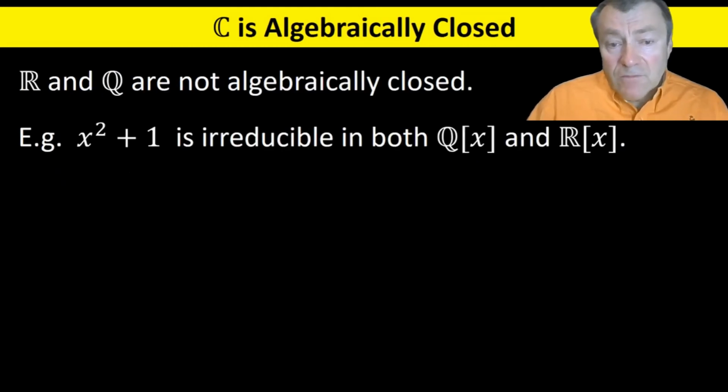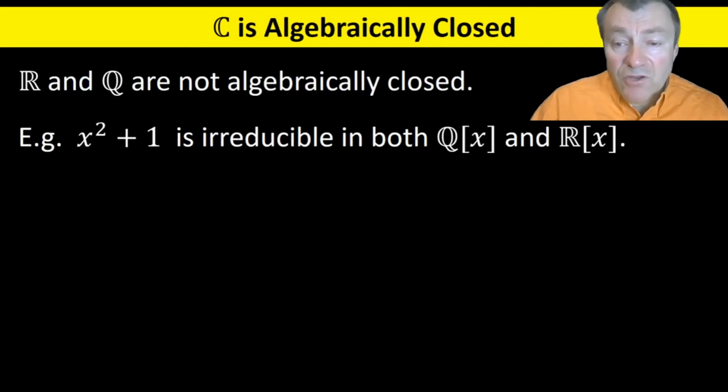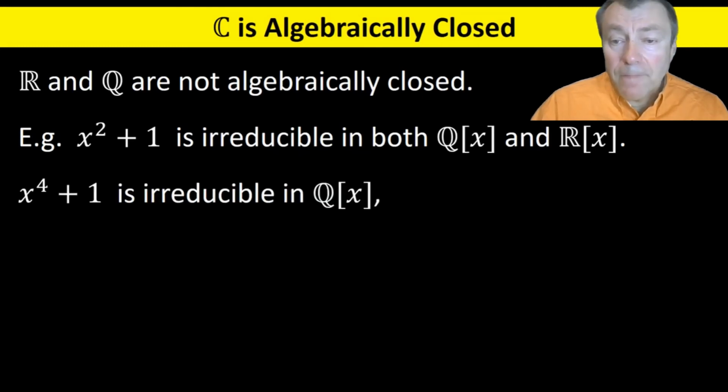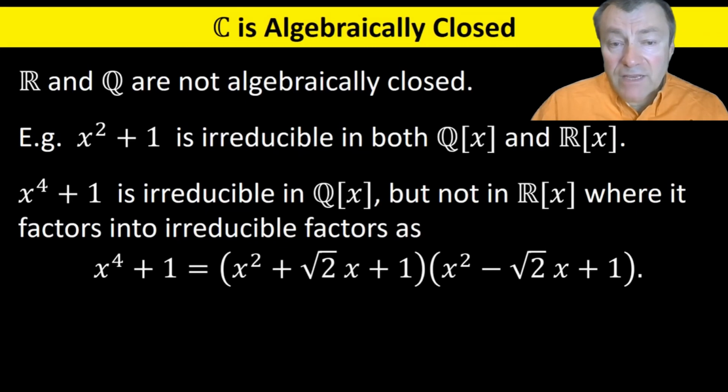By contrast, the real and rational numbers are not algebraically closed. Here's an easy example of a polynomial of degree 2 that cannot be factored into linear factors, factors of degree 1, over either the reals or the rationals. So this polynomial, x squared plus 1, is irreducible, both in Q[x] and in R[x]. Here is a polynomial of degree 4. It's irreducible over the rationals, but it's not irreducible over the reals. You can factor it as a product of two polynomials of degree 2.